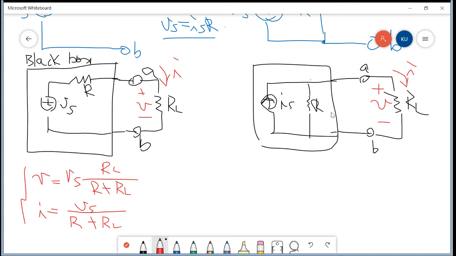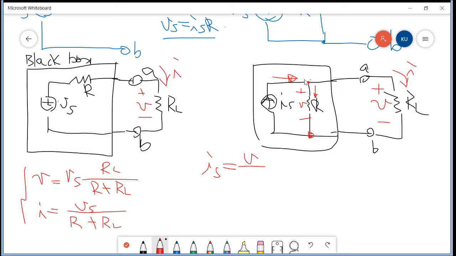And for the right hand side case, actually we know that this is V, and V also is across this R. So Is should be V over R. Is is this current, okay? So this current will be V, because this is V, so this is also V.